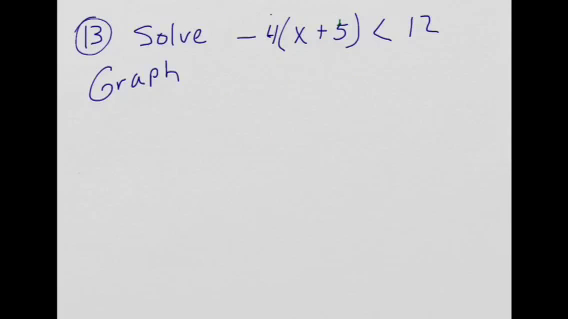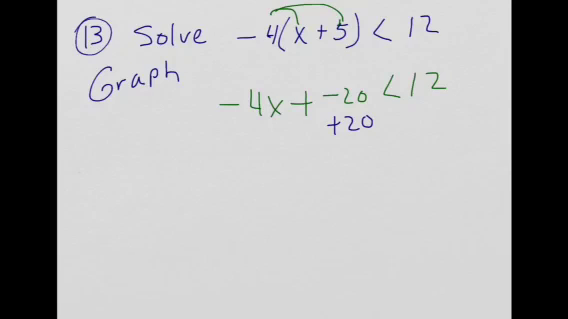All right, now we're going to solve and graph. So first we're going to rainbow. So negative 4x plus negative 20 is less than 12. Is the variable on the left? It is. Is it by itself? It's not. So we're going to go ahead and zero pair out the 20. So negative 4x is less than 32. Is the variable on the left? It is. Is it by itself?